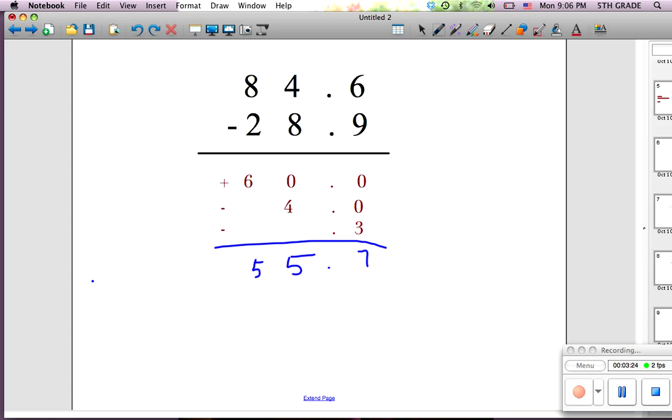If you see problems with decimals, sometimes it's easier to think of them as money. So we could also think of $84.60 minus $28.90, and our answer would be $55.70.